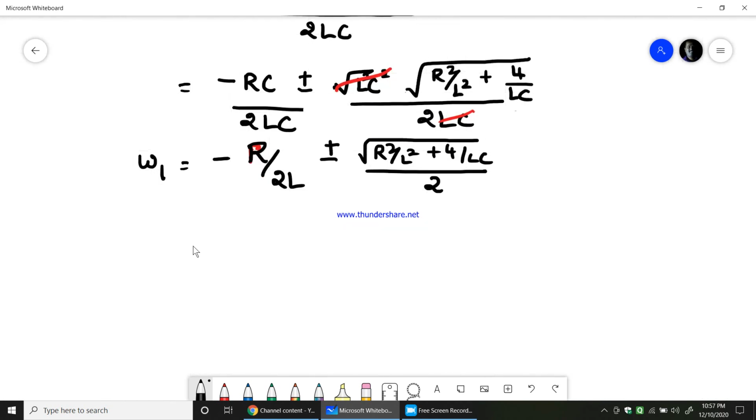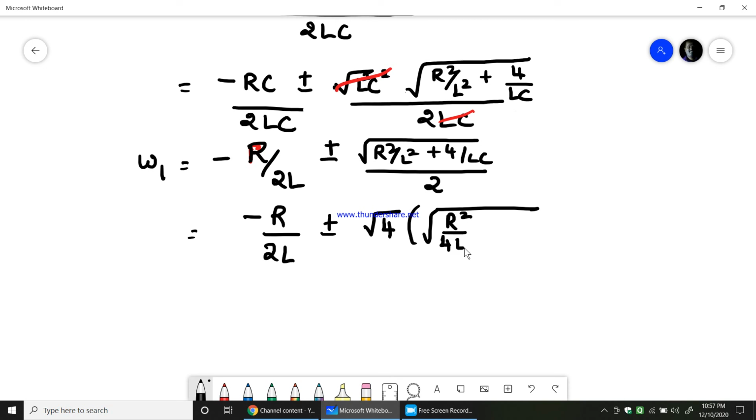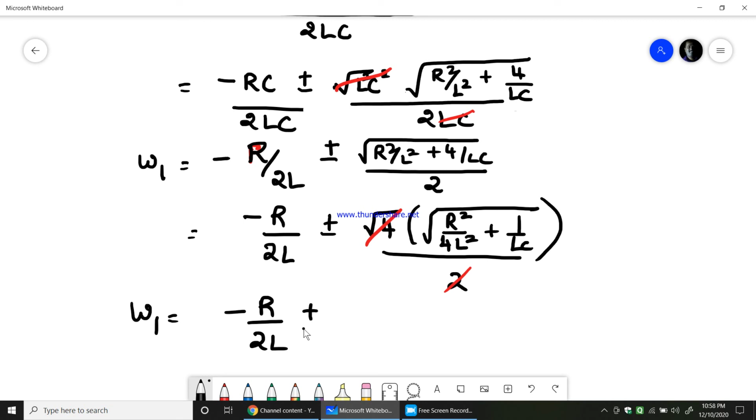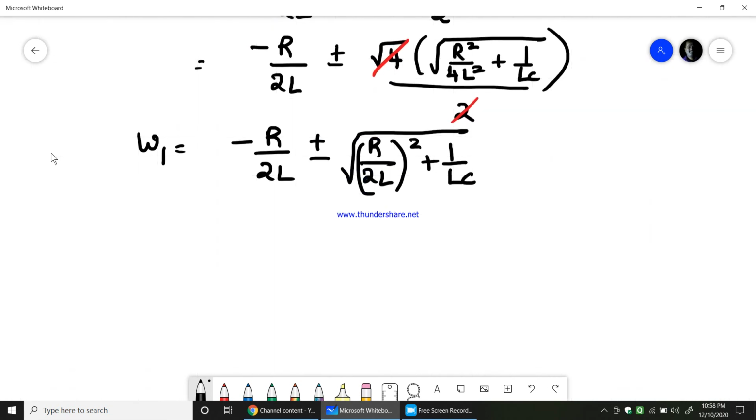If I take root 4 common outside, this would be minus R by 2L plus or minus root of R square by 4L square plus 1 over LC, divided by 2. Now 2 and root 4 can get cancelled. Therefore omega 1 would be equal to minus R by 2L plus or minus square root of R by 2L the whole square plus 1 over LC. So this would be the equation for omega 1.